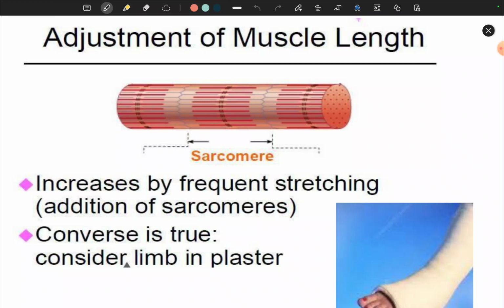And the opposite is also true. If you put a normal muscle in a plaster for a long period of time, without mobilization, without stretching, you know that mobilization is continuous stretching for the muscles. If there is no stretching, the muscles will adapt to the new condition and decrease their size. But this is a continuous process. It is, let's say, a reversible process. It depends on the activity. So this is another type of adaptation.